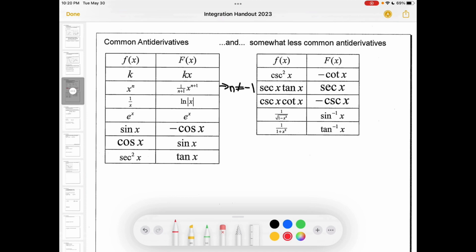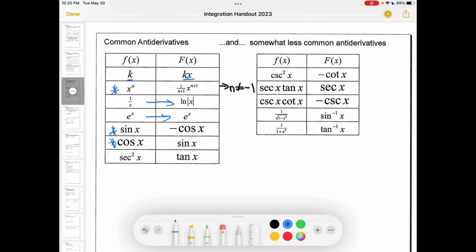So we had some common antiderivatives. If we have just a constant, it becomes that constant times x. There are really three most important rules here. There's this one, the x to the n, and then sine x and cos x. e to the x integrates or anti-differentiates to e to the x. 1 over x is a special case, goes to ln of absolute value of x. And that's really just some differentiation rules in reverse.